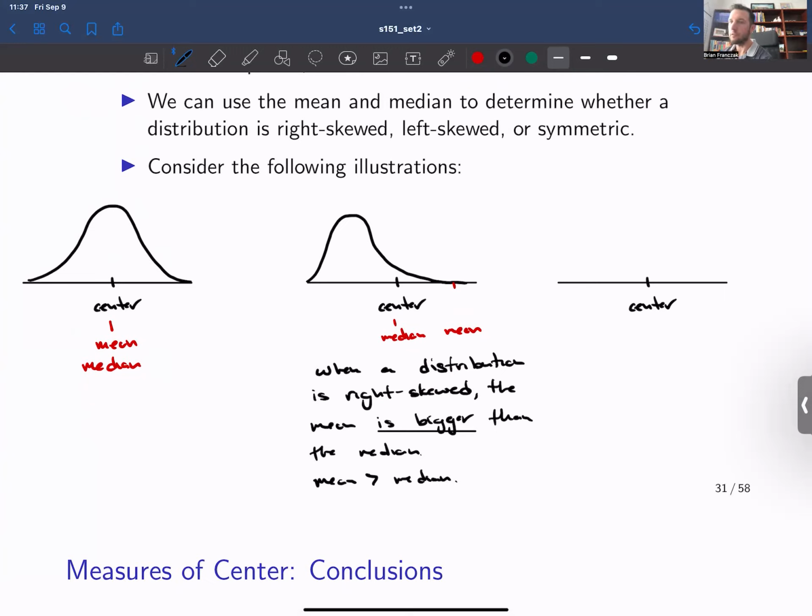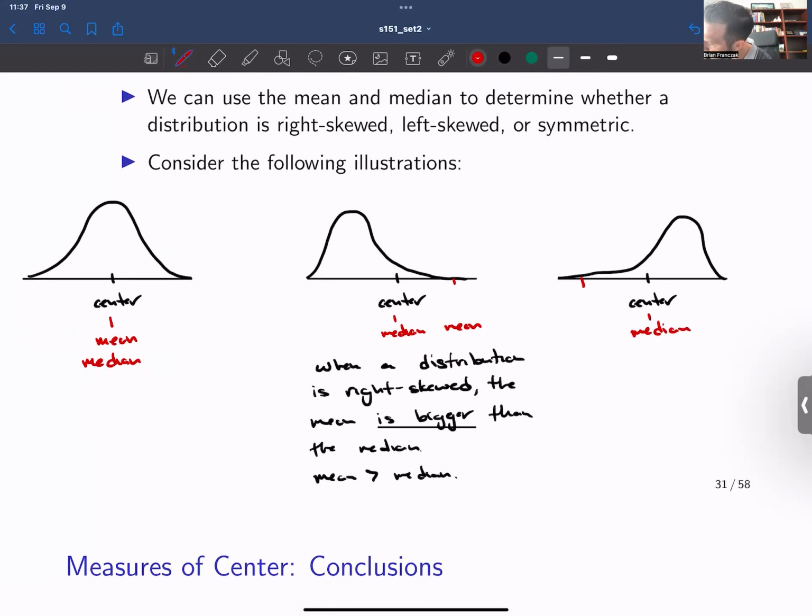In the case of a left-skewed distribution, we have the opposite effect. So if we have a distribution that's skewed left, something like this, for example, again, the median will be at the center, but the mean is going to get pulled with that skewed tail, just like it did in the first example. But now the mean is getting pulled to the left, so on the negative side. So in this situation, the mean is going to be less than the median. So we can write here, the mean is less than the median.